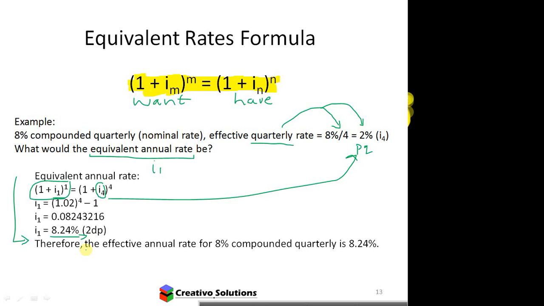Yes. Why does it make sense theoretically? You're compounding it how many times a year? 4 times a year. So are you getting more than 8% a year? Yes. Correct. A little bit more. Why? Because you've got interest on interest.